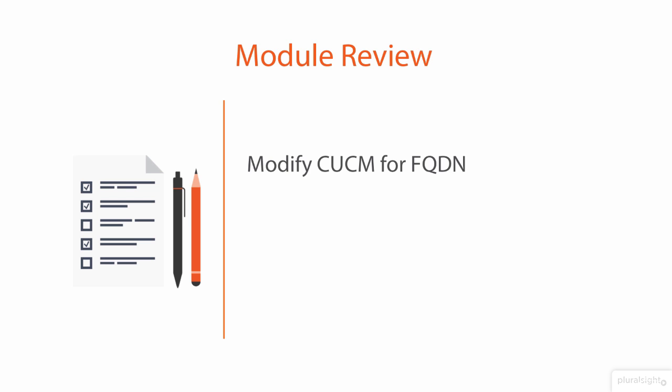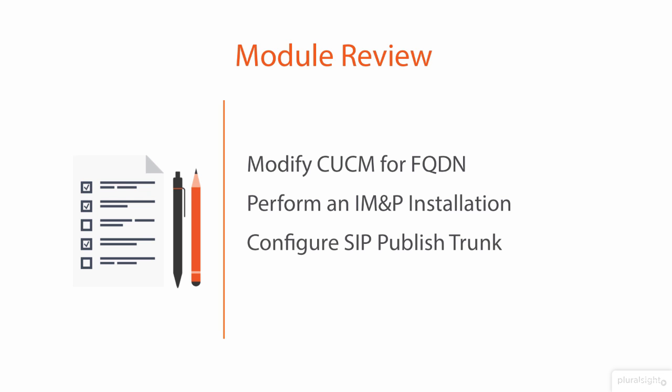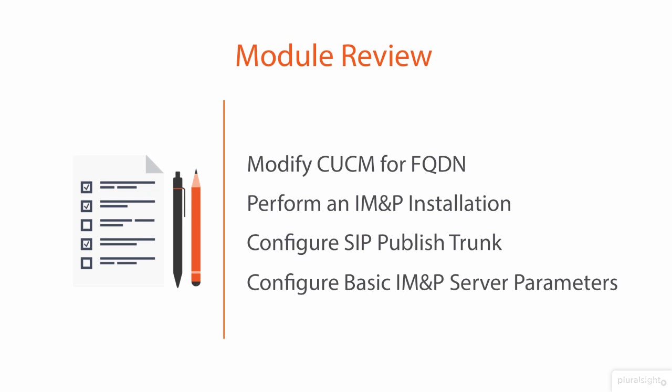In this module, we talked about how to modify the Cisco Unified Communications Manager to operate in a fully qualified domain name mode, moving away from the previous best practices of IP-based or hostname-based deployments. We walked through the process to perform an installation of the Cisco IM and Presence server from the console of the virtual machine, and then we went through configuration of the integration between the Unified Communications Manager and the Presence server, including configuration of the SIP publish trunk. We also configured basic IM&P server parameters that are going to be helpful as you evaluate the Jabber product in your environment. That's going to conclude this module.